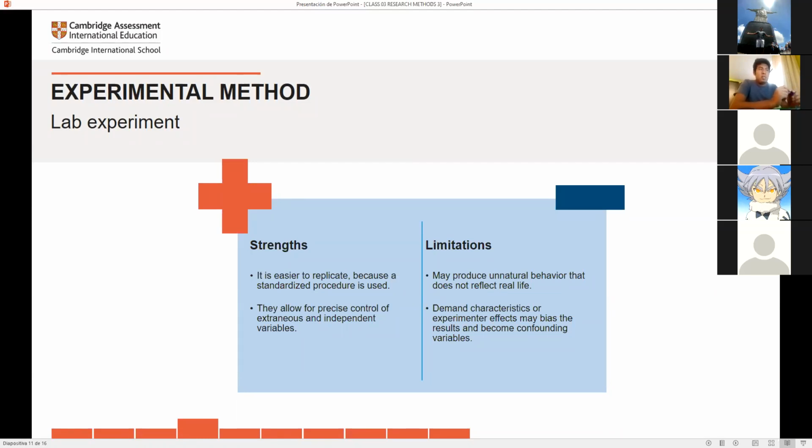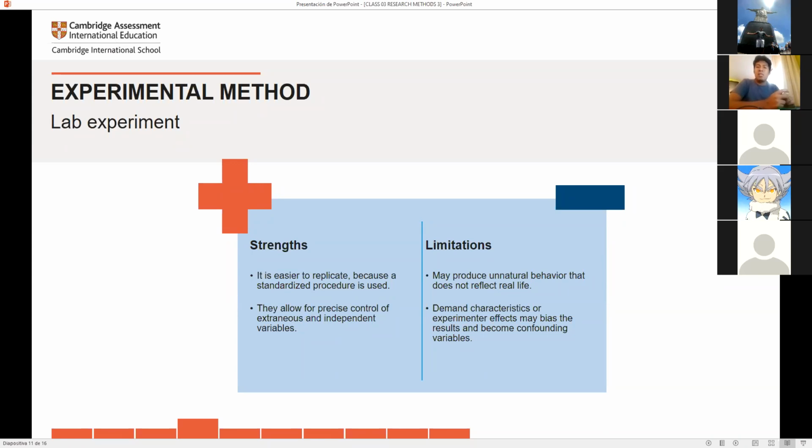A lab experiment is easier to replicate because a standardized procedure is used, one with a logical order, and it can be redone with a similar group of people. Okay, and they allow for precise control of extraneous and independent variables. Yeah, this is stated this way, but you may lose some of the extraneous variables, as most of the times they are not even seen, not even considered until after the experiment.